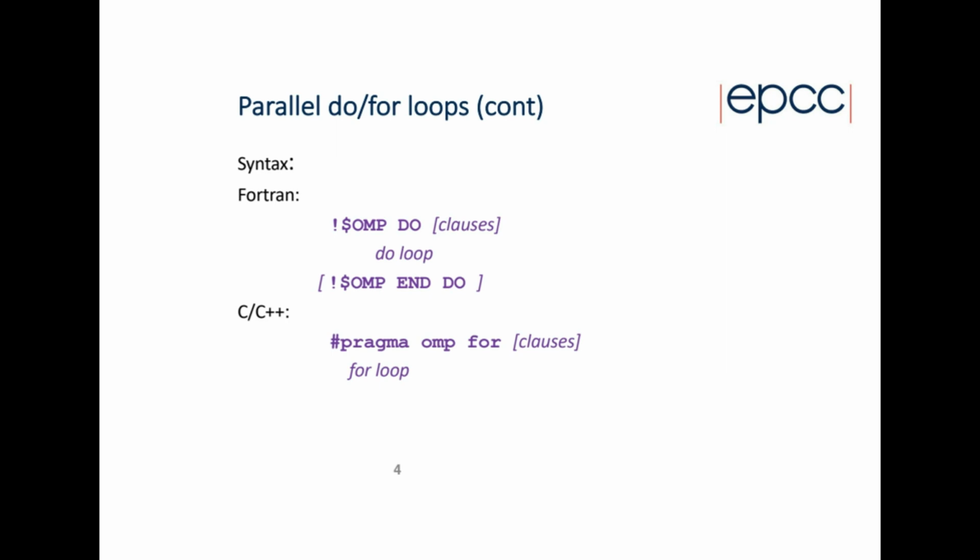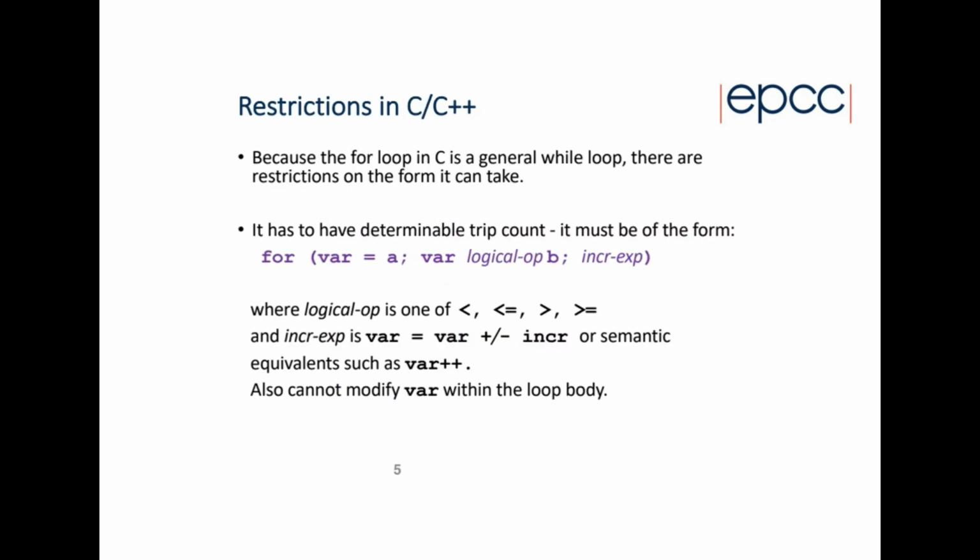In C and C++, it's #pragma omp for immediately followed by the for loop. One gotcha to remember is that the for loop cannot have enclosing curly braces. It's not like a parallel region, where you have #pragma omp parallel and then an open curly brace. It's #pragma omp for and then the next line must be the for statement.